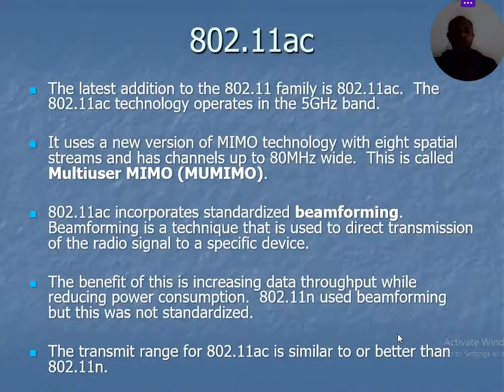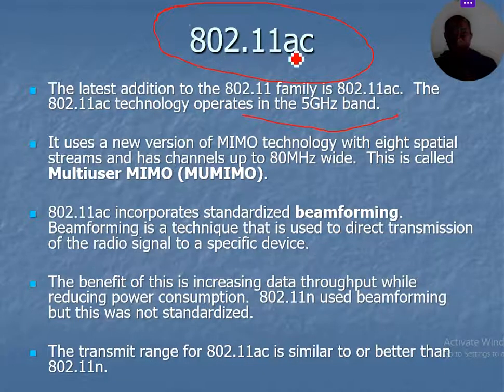Okay, now let's move on quickly. Another introduction into the family of IEEE 802.11 is called the IEEE 802.11ac. Now, this is one of the latest additions to the 802.11 family standard that is used with wireless networks. The 802.11ac technology operates in the 5 gigahertz.